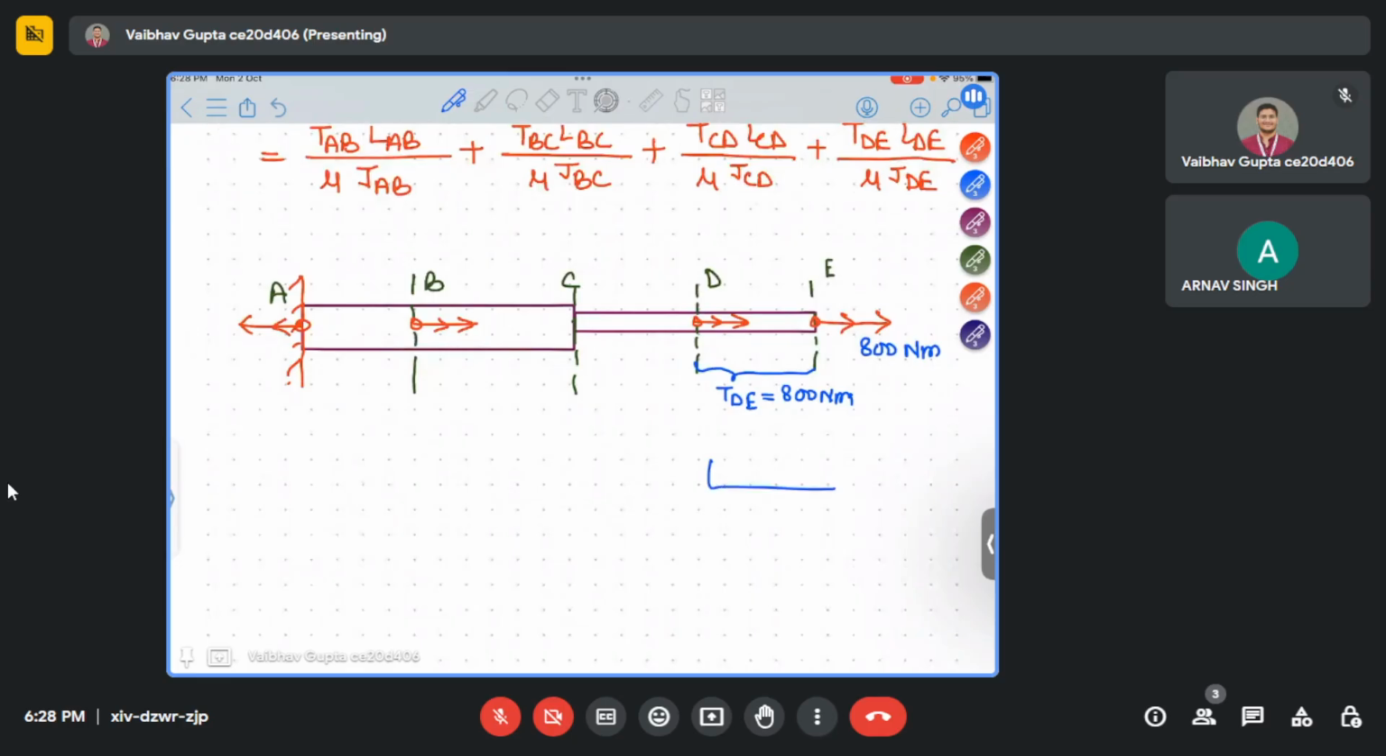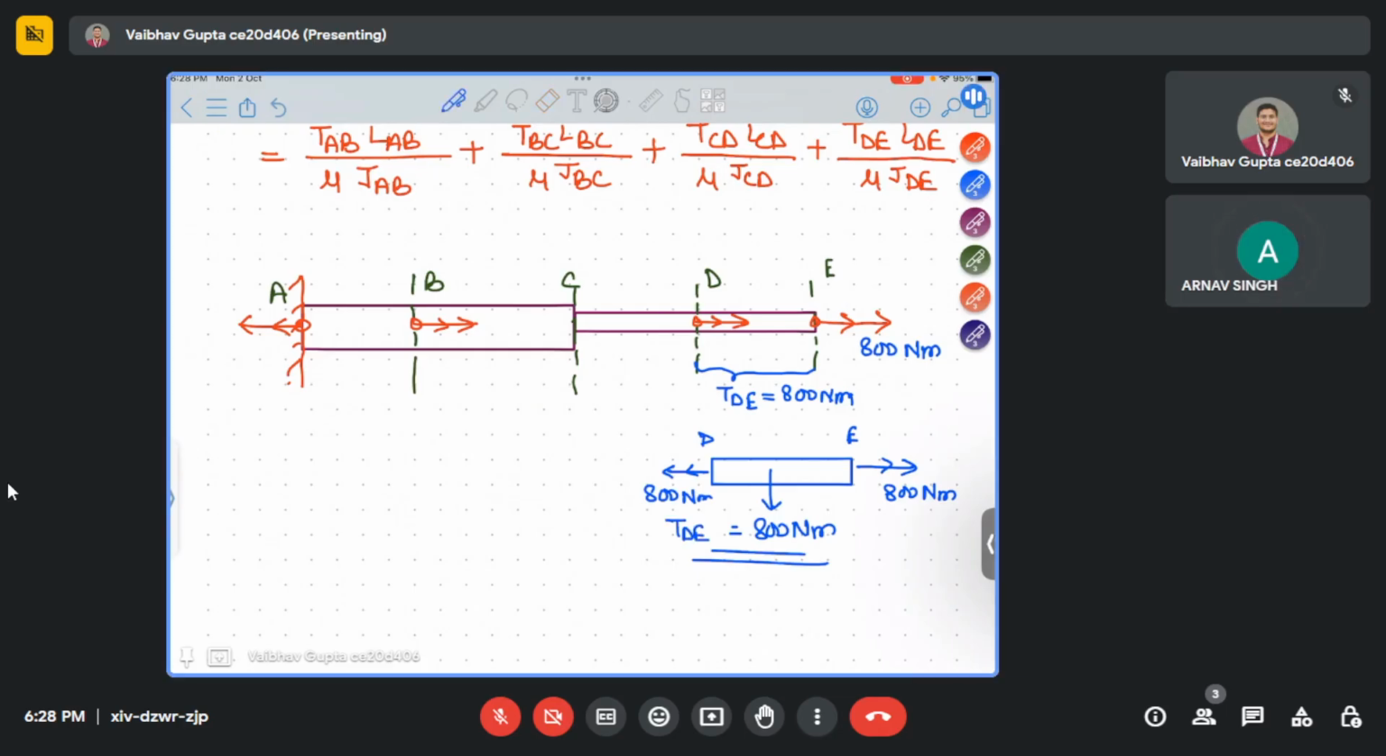If you draw the free body diagram for the DE section also, this 800 is given to you. So to maintain equilibrium, this 800 will be applied here only. So this DE element will have 800 Newton meter torque. Understood how I got it?